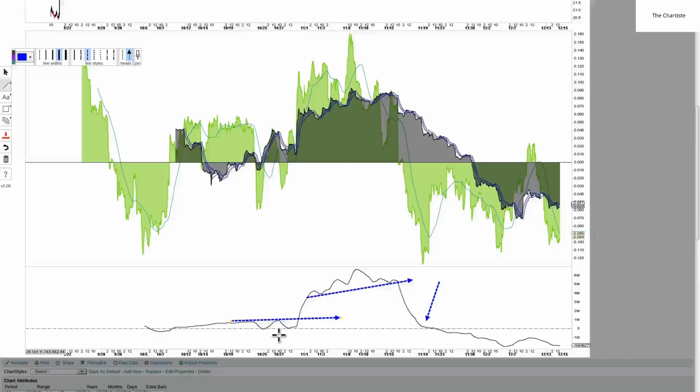So the conclusion is that yes, the Chaikin Money Flow tandem is very helpful, but it's not the only indicator you use in analyzing a chart.